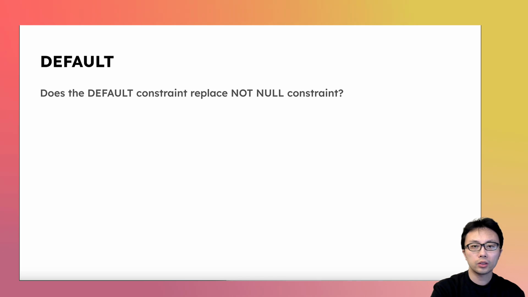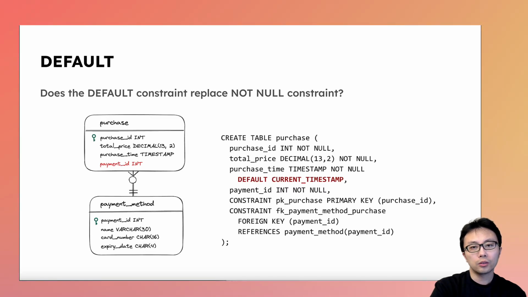First, does the default constraint replace not null constraint? Remember, we looked at this table. For the purchase time column in the purchase table, we added two constraints, not null and the default. They can't replace each other. The default constraint can't prevent users from adding null values to the corresponding column. So the answer to this question is a no. If you need to prevent null values, the not null constraint is definitely needed.